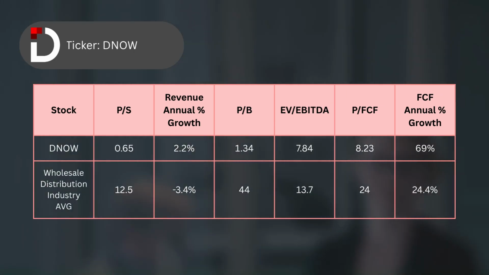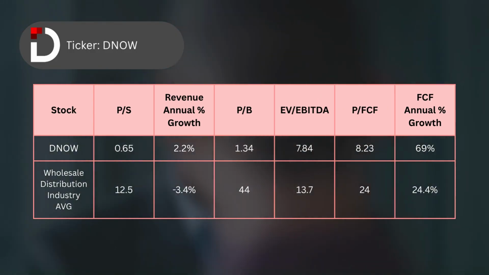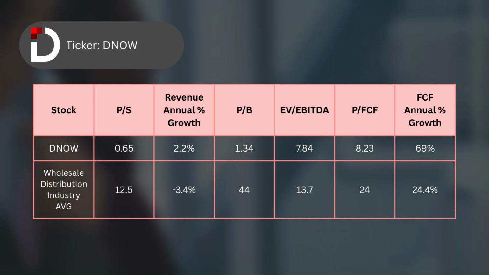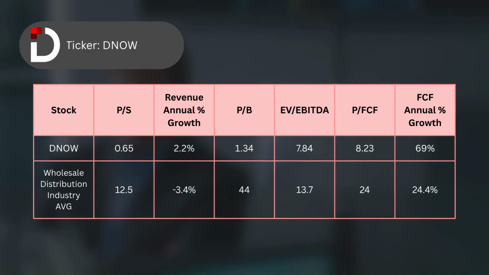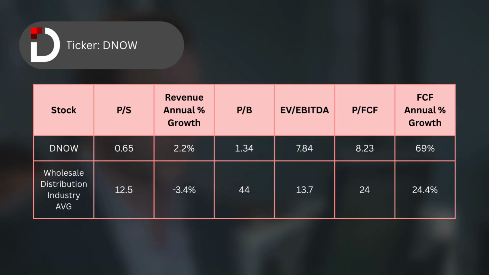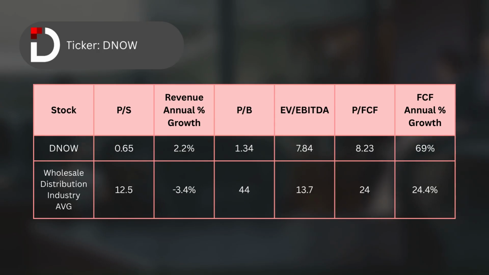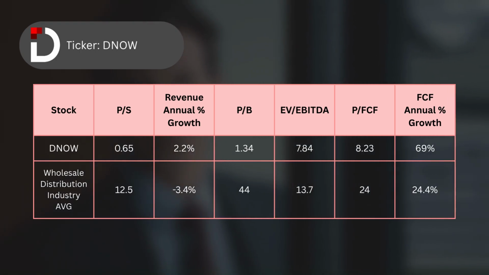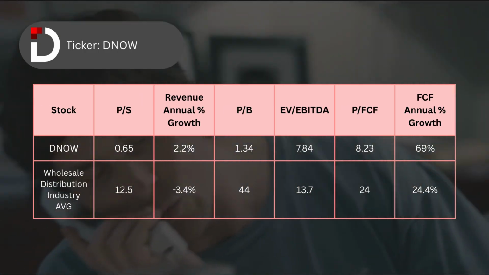Now we have price to book, which compares how much investors are paying for each dollar of a company's net assets. DNOW trades at a price to book of only 1.34, while the industry average is 44. When price to book trades near 1, that means the stock trades close to its accounting value. This makes me believe there is limited downside risk for DNOW stock, because if DNOW's price to book trades below 1, then that means the stock's market cap is worth less than the stock's net assets, worth less than DNOW's entire inventory, properties, software, and proprietary technologies.